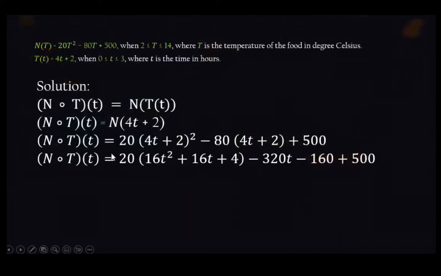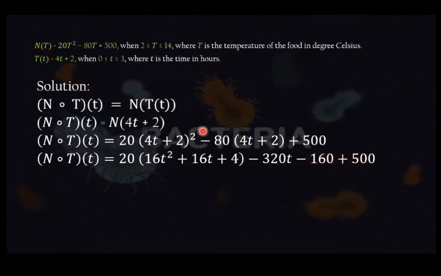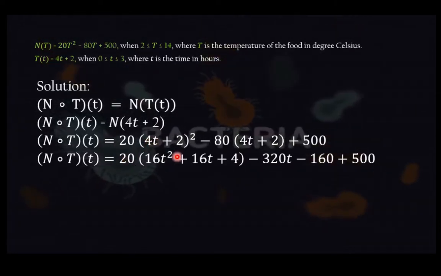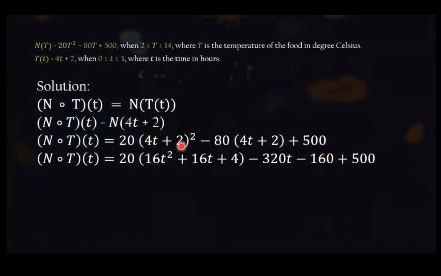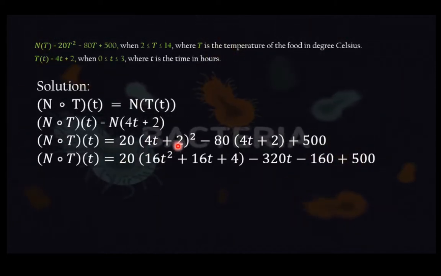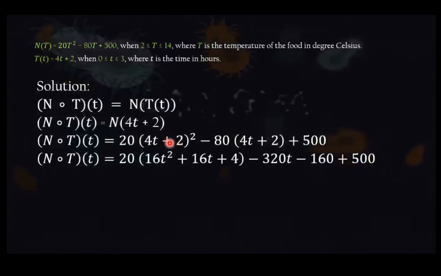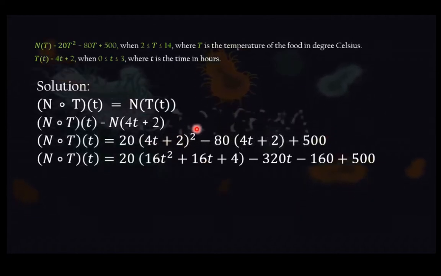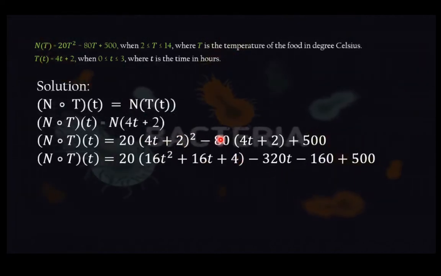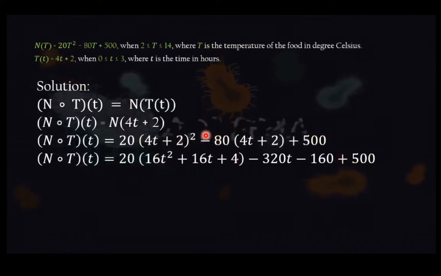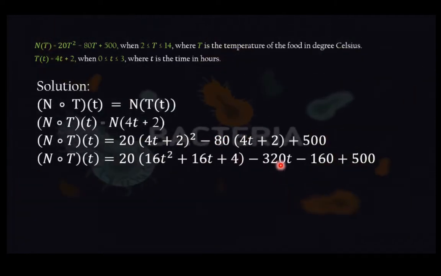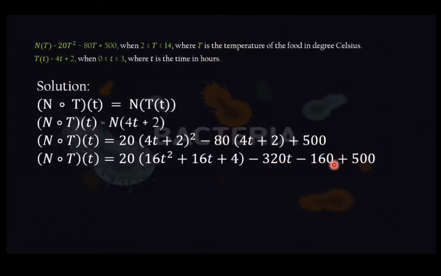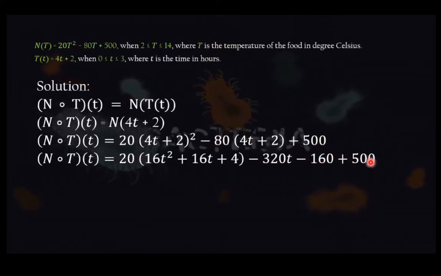Then, we simplify them. First, the square of the first term, that is 16t squared. Then, multiply the two terms: 4t times 2 is 8t, multiplied by 2 becomes 16t. Then, the square of the last term, 2 squared, is 4. Then, we distribute negative 80 to 4t plus 2. Negative 80 times 4t is negative 320t. Negative 80 times positive 2 is negative 160. Then, we bring down the 500.